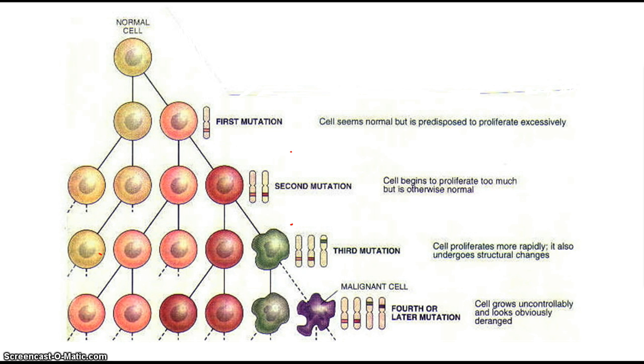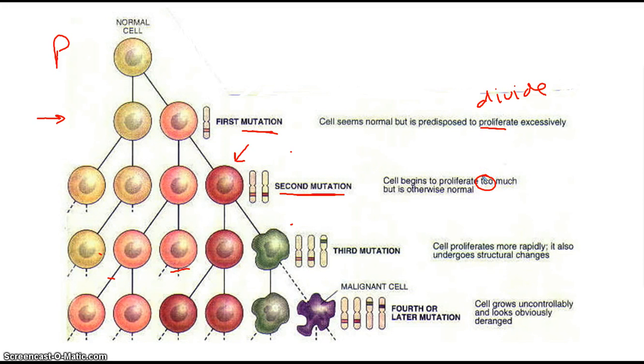So here's an example of 4 generations. We've got our normal cell, I'll call it the P generation for parental. And as that cell divides, in the first generation we may get 1 mutation. And here the cell seems normal, but it's predisposed to proliferate or divide excessively. So probably nothing comes out of it at this point. When we go to the second generation, let's just say because of random chance, remember mutations are random, a second mutation accumulates in this cell here on the end, and the cell begins to proliferate too much, but is otherwise normal.